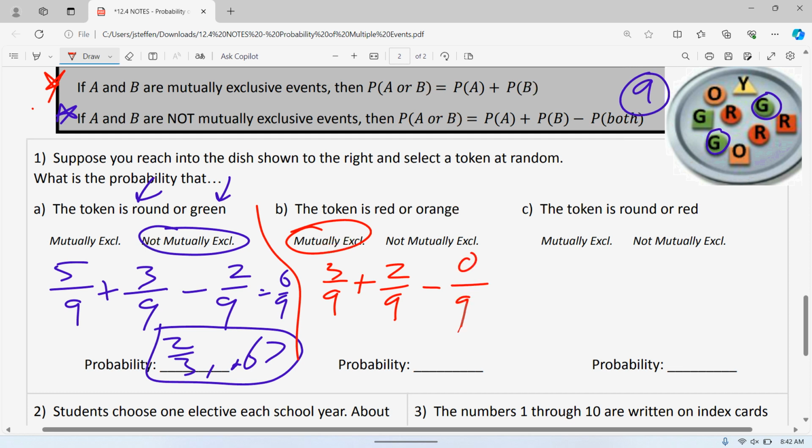So that's why if you don't know which formula to use, always just pick the second one, because they really are kind of the same one. It's just that one of them has no overlap. So always pick the second one if you don't know. But that's the reason, because it's just going to be plus 0 over 9, which is 0. So 3 plus 2 is 5 over 9. That's already reduced, so 5 over 9, which is the same thing as 56%, or 0.56.